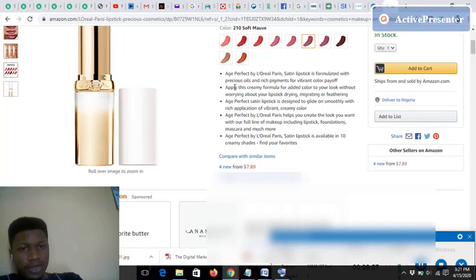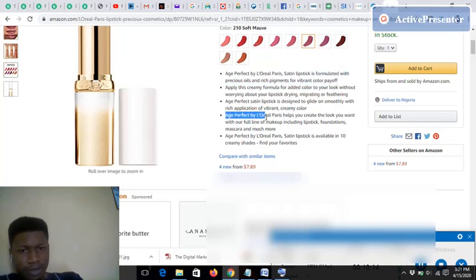Now if you notice what happens here, look at this: formulated with precious oils and rich pigments for vibrant color payoff. They are outlining the benefits now. I'll show you something else again. Okay, now look at what happens here.